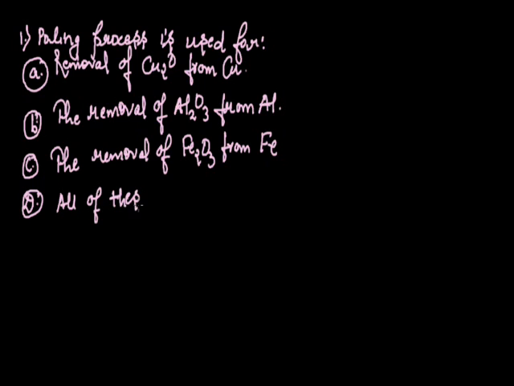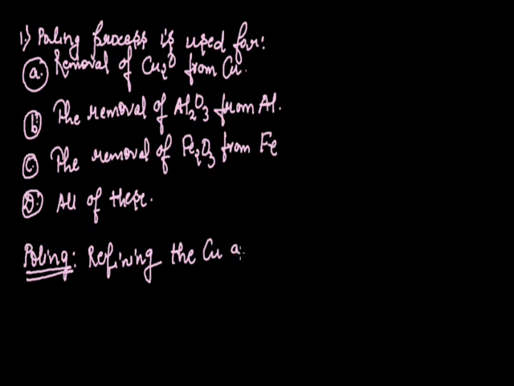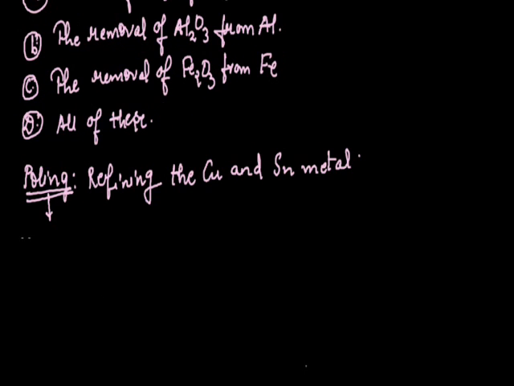Firstly, we'll discuss what poling is. Poling process is used for what purpose? Poling is generally used for refining the copper and tin metal. What is the main procedure behind this process? In this process, we'll take blister copper. The blister copper contains 98% copper. It contains some metal oxides.